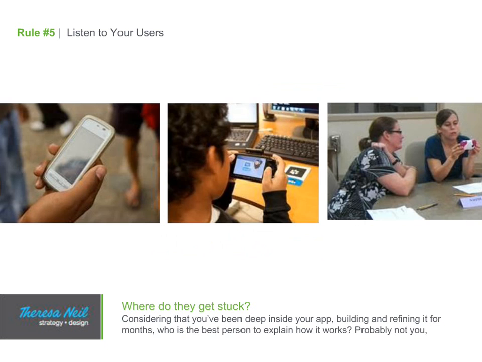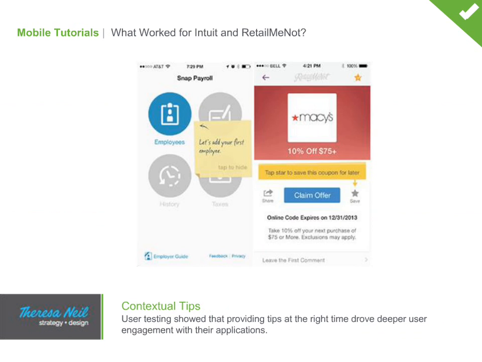And that brings me to the actual results of both Intuit and RetailMeNot. So what patterns really worked for these two companies? It turns out that contextual tips are the winner. In this example on the left-hand side, you'll see that Intuit uses a little sticky note to provide a contextual tip for the first time a user comes into the Snap Payroll application. They also use this in some of their other mobile apps.